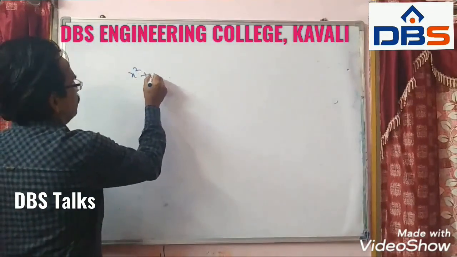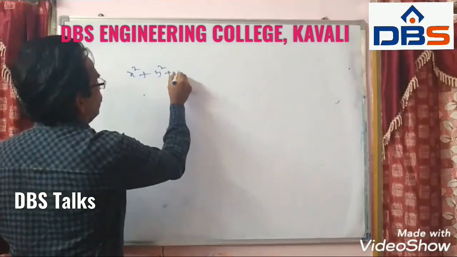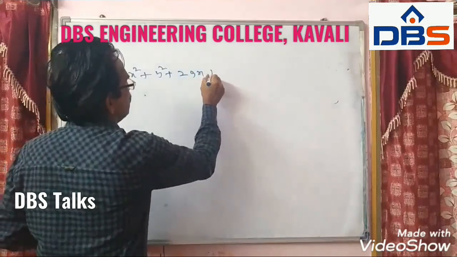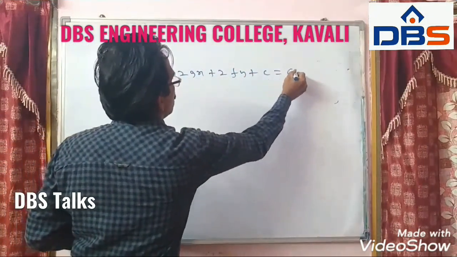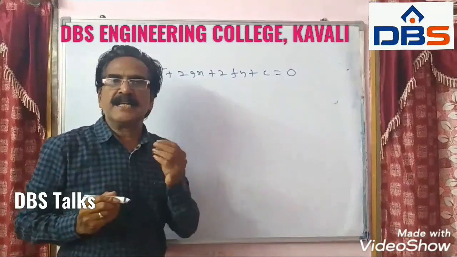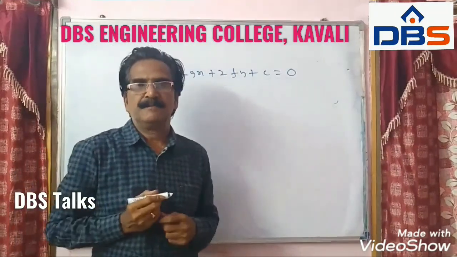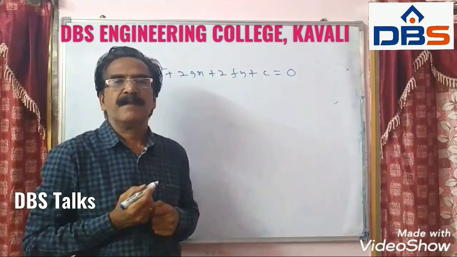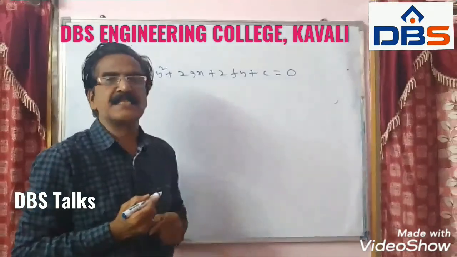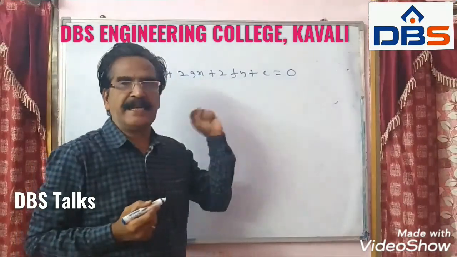Okay friends, now let us see the general form of the circle equation. x square plus y square plus 2gx plus 2fy plus c is equal to 0 is the general equation of a circle. So let us find the center and the radius of this circle.